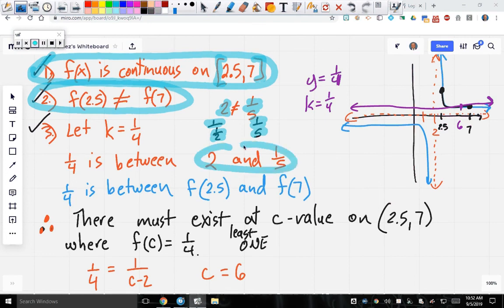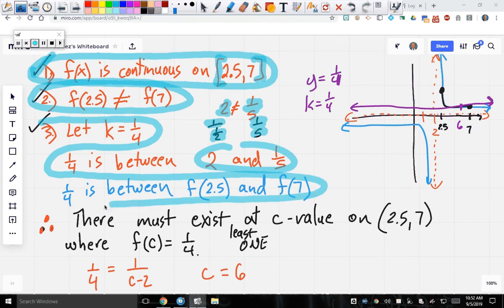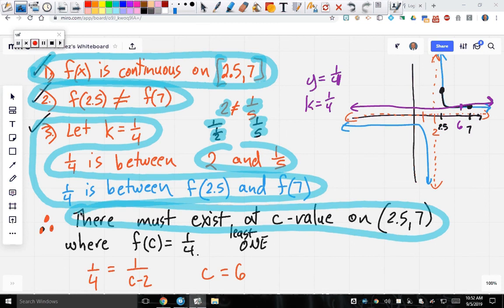But I don't want you to write it like that. I want you to write what you see in blue. 1/4 is between f of 2.5 and f of 7. Means the same thing. And then therefore, there must exist a c value on 2.5 to 7. There's one of them, because I want those parentheses, because you're saying in between, where f of c is equal to 1/4.